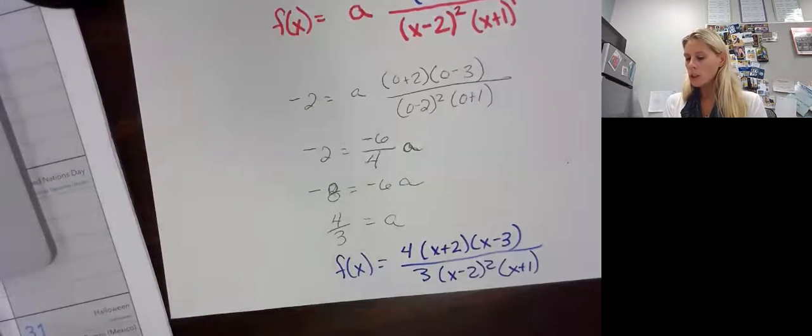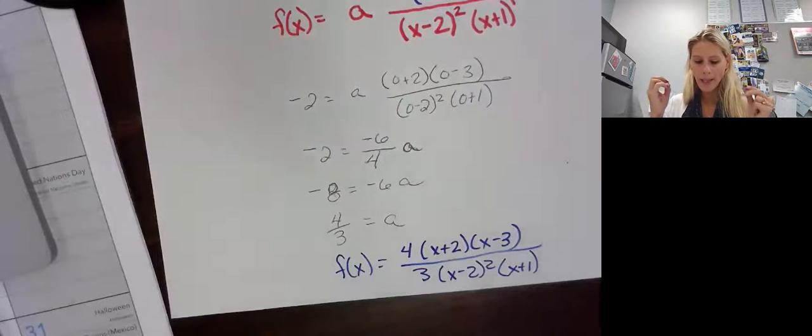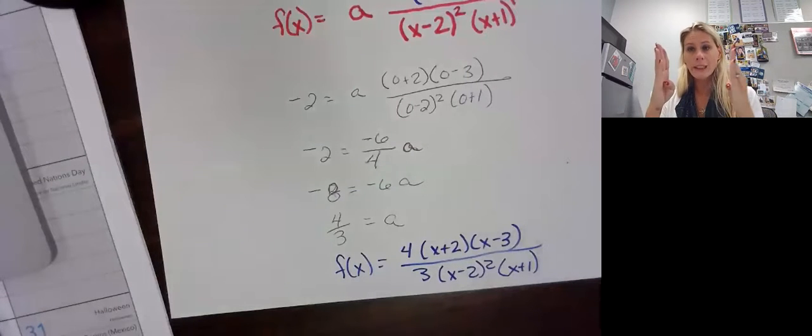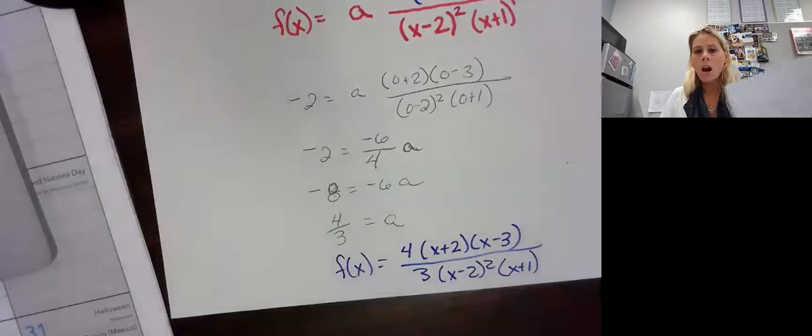Awesome. Just be careful and remember that even vertical asymptotes go the same way. Odds go opposite. All right, guys, good luck.